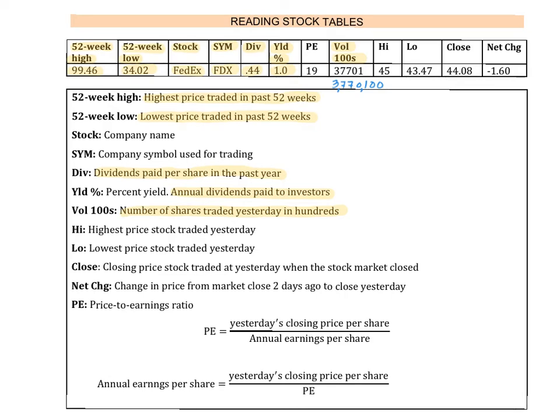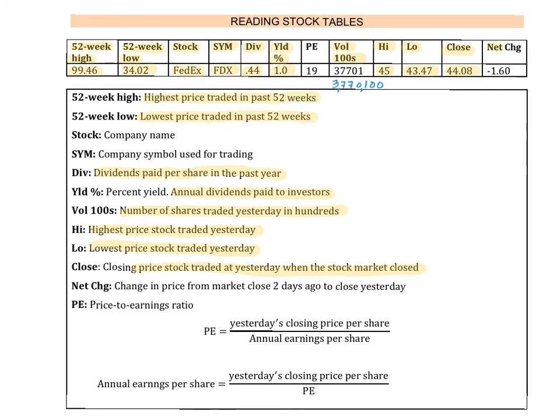So going back to our table, this column that says high, that would be the highest price that the stock traded yesterday, so the day before. So FedEx, the highest that it traded the day before was $45, and then the lowest that it traded for was $43.47. So that would be the price yesterday. Close, that would be the price that the stock traded at yesterday when the stock market closed. So FedEx closed at $44.08.